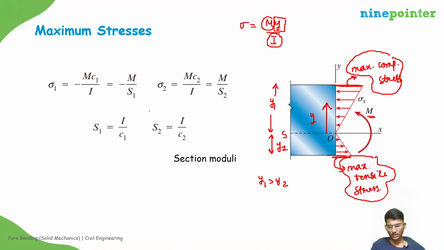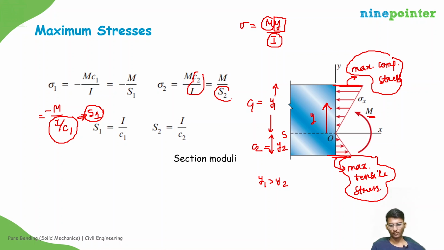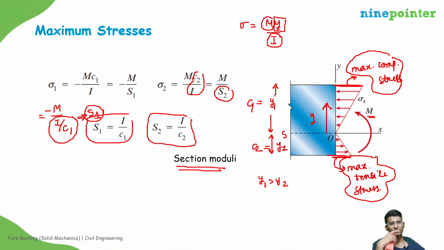So from this they define one term that is known as section modulus. If you see, the maximum will occur at C1 by I, and if you write minus I by C1, that is y1. This is C1, this is C2. So this I by C1 is replaced by S1, and this I by C2 is replaced by S2. These are known as section moduli, okay? These two values are different if C1 and C2 are different, right? If C1 and C2 are the same, then they are the same.